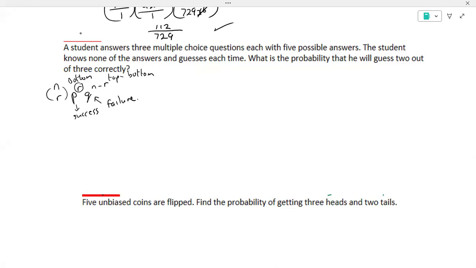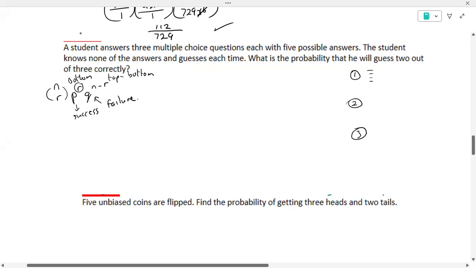A student answers 3 multiple choice questions, each with 5 possible answers. So if you can imagine a test where you've 3 questions and then you've 1, 2, 3, 4, 5, 1, 2, 3, 4, 5, 1, 2, 3, 4, 5. So there's 5 possibilities for each question. The student knows none of the answers and guesses each time. So they go to question 1, guess, go to question 2, guess, go to question 3, and guess. What is the probability he will guess 2 out of the 3 correctly?